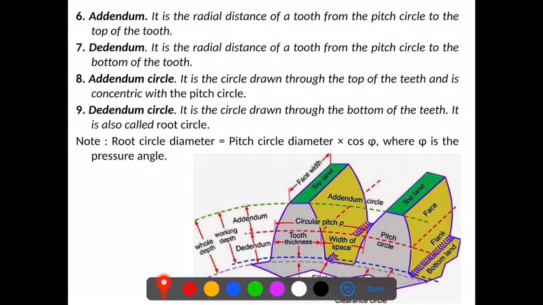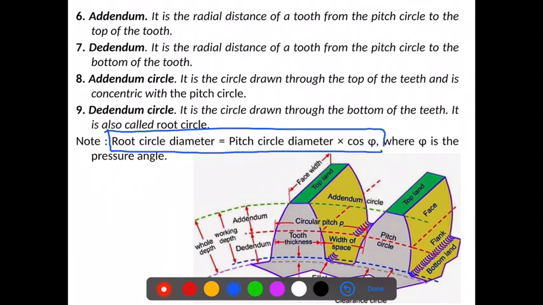Now you have to remember that the root circle or dedendum circle diameter is equal to the pitch circle diameter multiplied by cos phi, where phi is the pressure angle. So this relation you should remember: root circle diameter or dedendum circle diameter is equal to pitch circle diameter into cos phi.